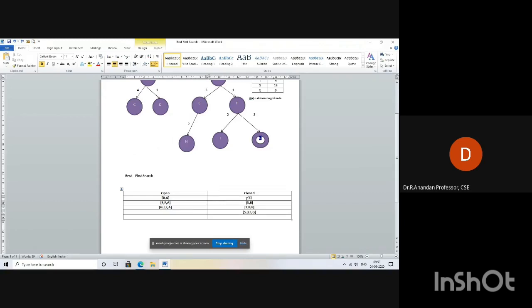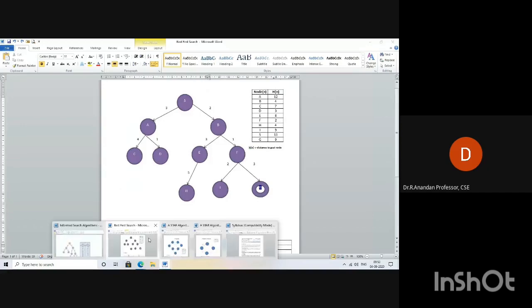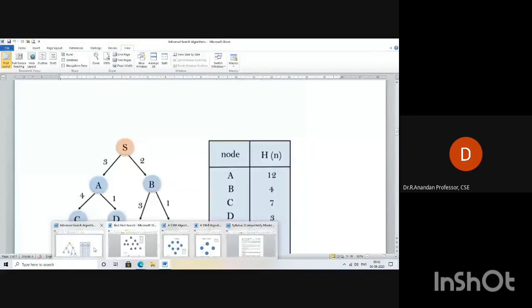All the students, please listen to this. This is a very important topic. In the 16-mark question, they will ask you to write greedy best first search or A star search using admissible A star search. Three questions are there. It is very, very, very important. If they ask this question, you have to write it this way.